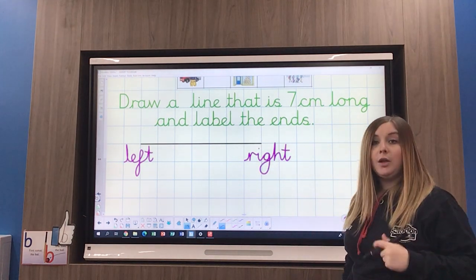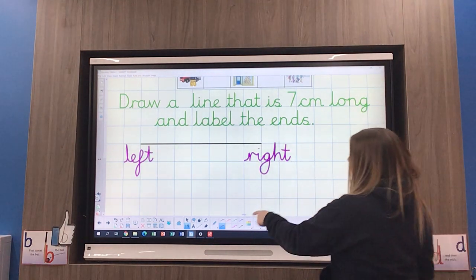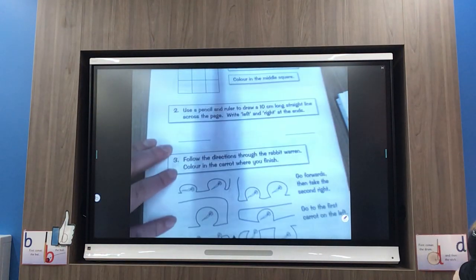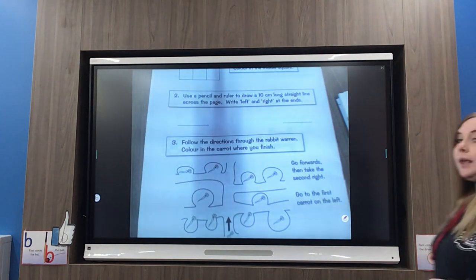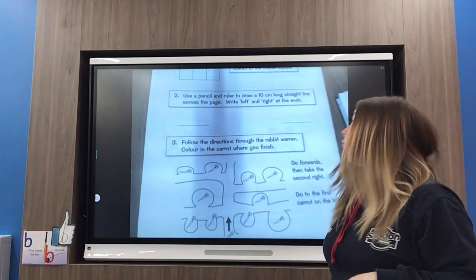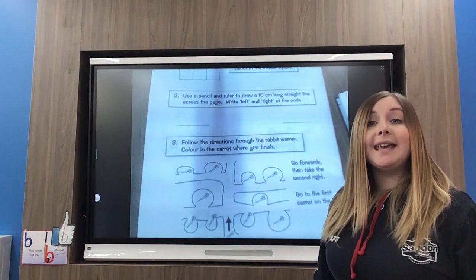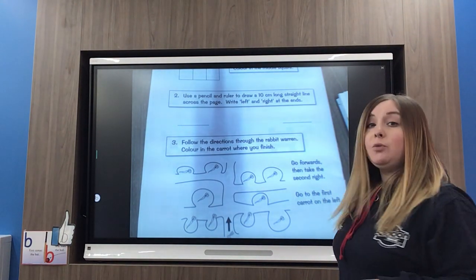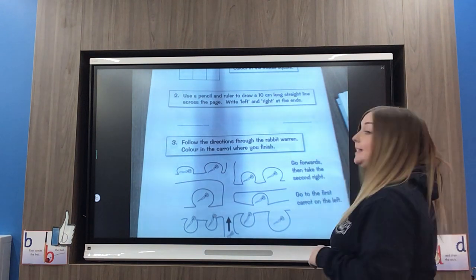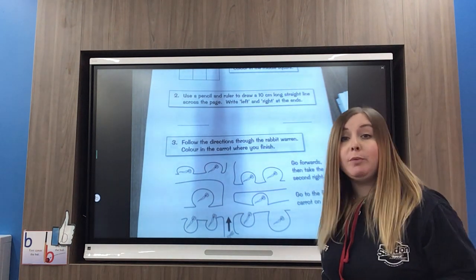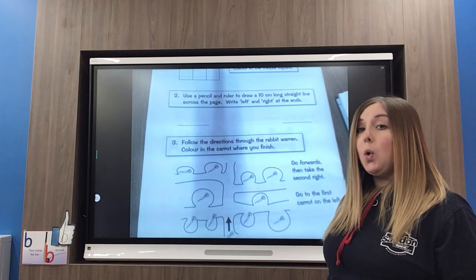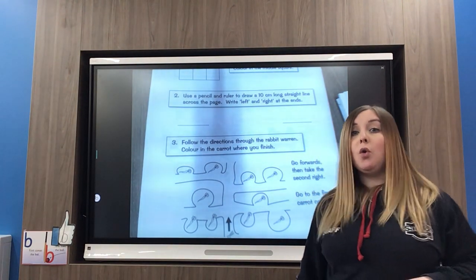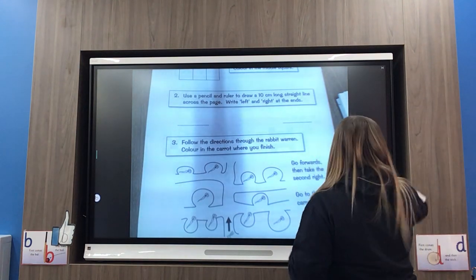Okay, so if we go back to your booklet again, Year 4, that's what question 2 is asking you to do. It's asking you to use a pencil and a ruler to draw a line that's 10 centimetres long, and then write the word left and right at the ends, making sure we've got them in the correct order. Okay, so which is your left, which is your right.